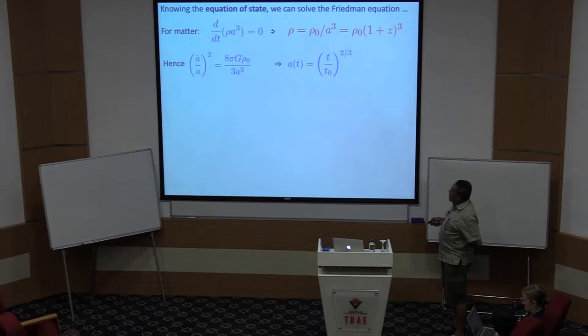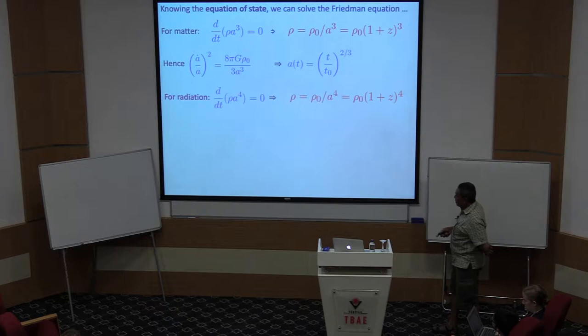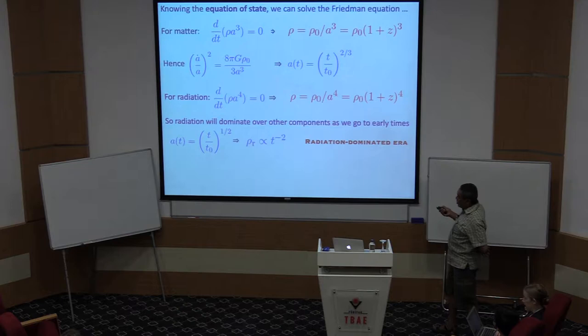Scale factor goes as t to the 2/3. For radiation, the energy density conservation has one extra factor of a because, of course, photons are redshifted as the expansion continues. And so now you have a z to the 4 factor. Therefore, radiation will come to dominate over all other components as you go to the early universe. That's what makes life so simple. And note that the scale factor, if you want to write it in the same way, is now going as t to the 1/2, and the energy density now goes as 1 by t squared.